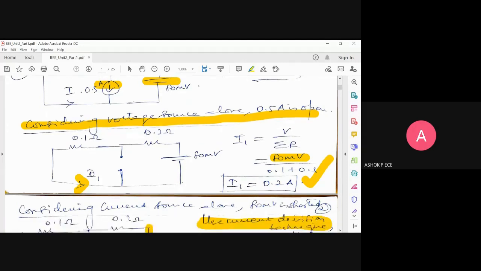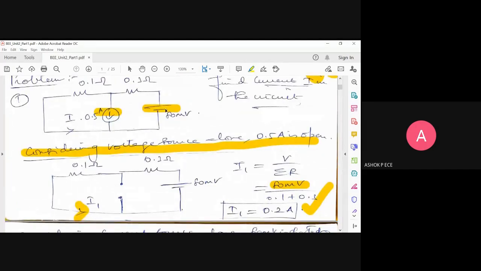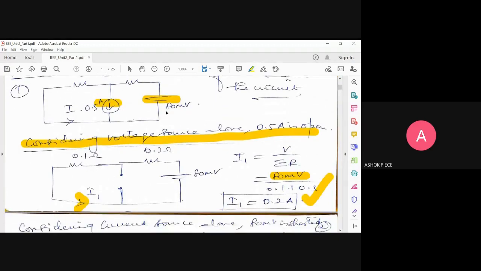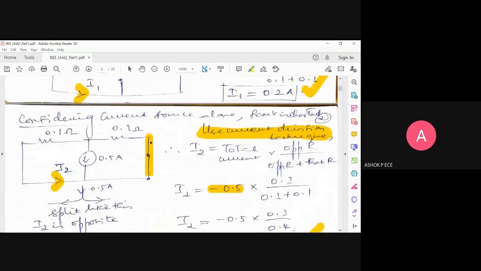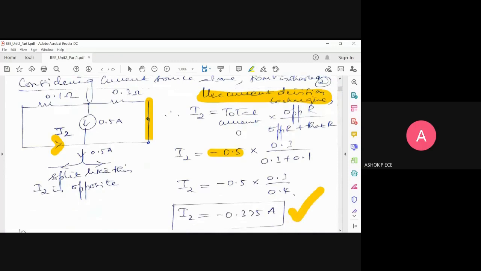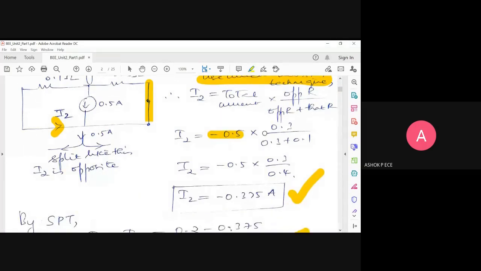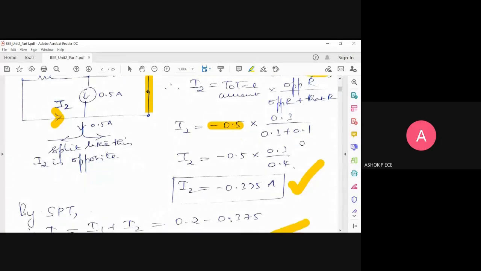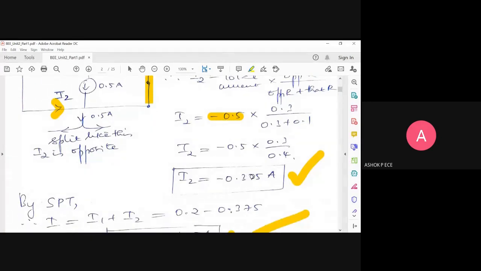Second case, you consider the current source alone, and you turn off your voltage source. Turning off the voltage source is equivalent to replacing it by a short circuit. So only the current source I have, two resistors in parallel, and one short circuit. This short circuit will be just like a part of the wire, so it will not be a special addition to your circuit. I want I2 in this direction, but 0.5 will flow in this direction. They are opposite. So by the current division technique, total current into opposite resistance by sum of the resistances. So if you apply minus 0.5 into 0.3 by 0.3 plus 0.1, you get 0.375 amperes.